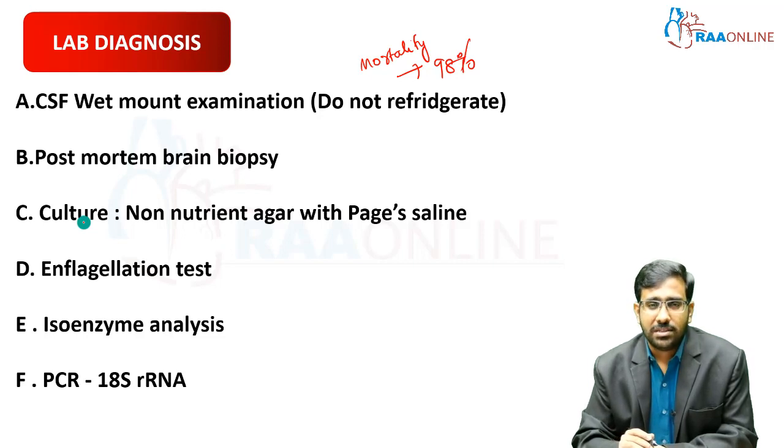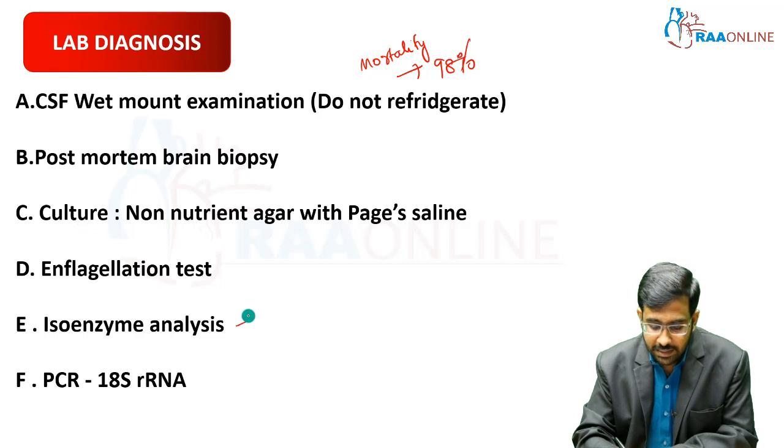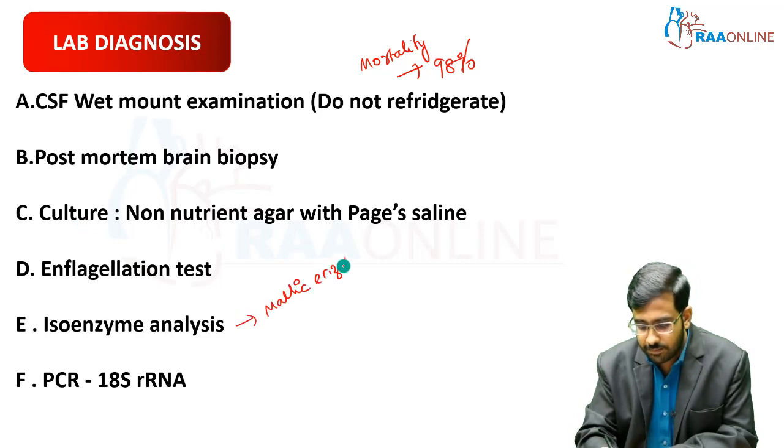Now moving on to the isoenzyme analysis. We do isoenzyme analysis, where we analyze the particular CSF specimen for isoenzymes like malic enzyme and hexokinase.